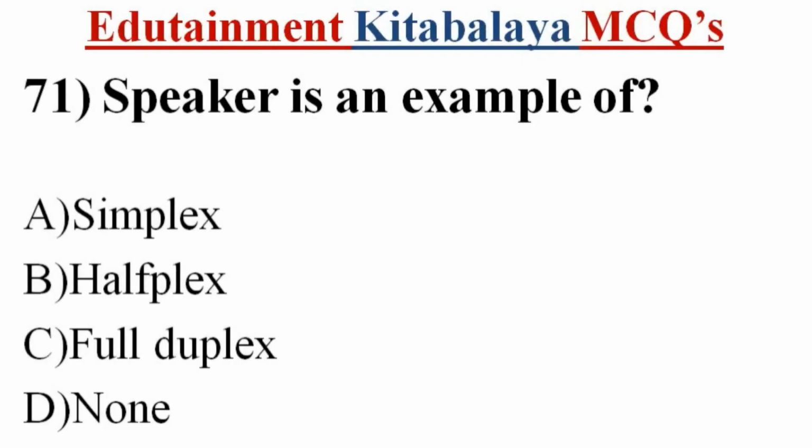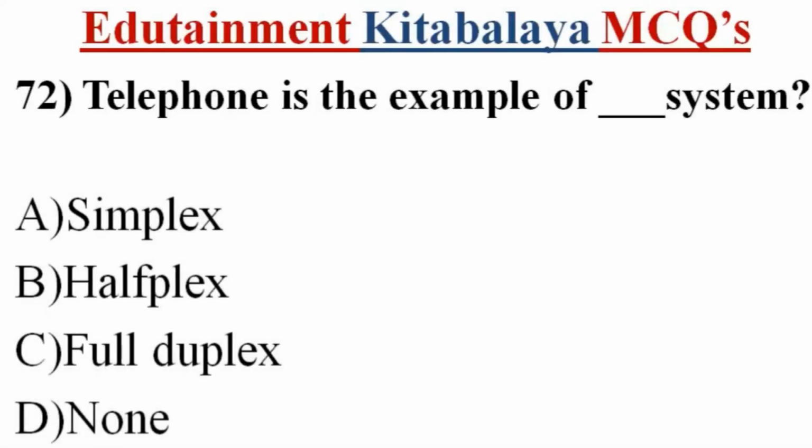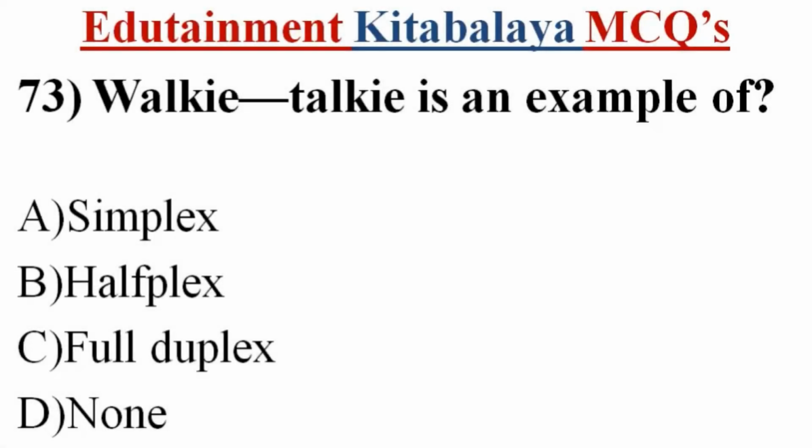Question number 71. Speaker is an example of A. Simplex, B. Halfplex, C. Full duplex, D. None. Correct answer is A. Simplex. Question number 72. Telephone is the example of system? A. Simplex, B. Halfplex, C. Full duplex, D. None. Correct answer is C. Full duplex. Question number 73. Walkie-talkie is an example of A. Simplex, B. Halfplex, C. Full duplex, D. None. Correct answer is B. Halfplex.